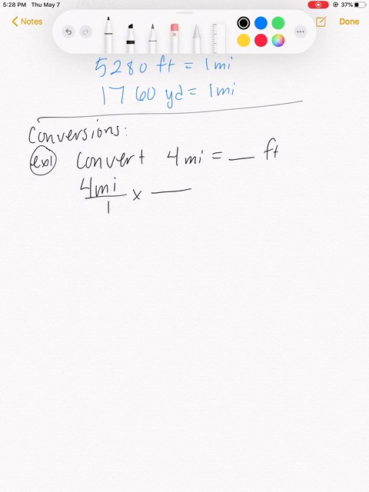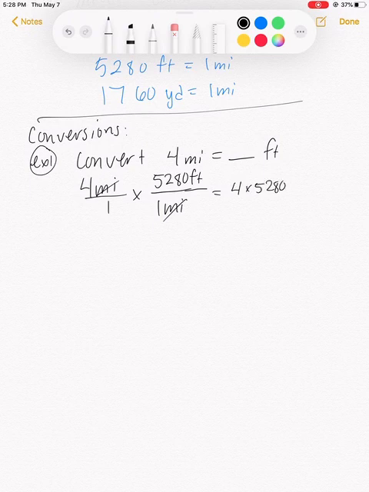I need my miles to cancel at diagonals. So I have 1 mile here, and I want to convert to feet, so that's going to be 5,280 feet. Then my miles will cancel, and I do 4 times 5,280 feet to get my answer. When I multiply that by 4, I get 21,120 feet.